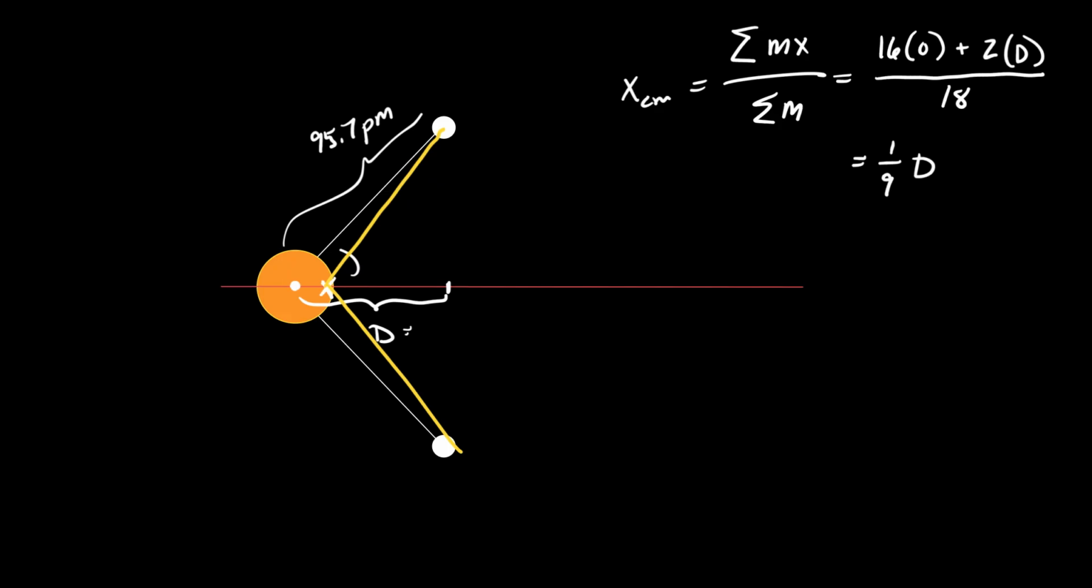The only difference is that there's this little tiny distance here, and the water molecule is also going to be oscillating back and forth along that. But it's such a small distance compared to the other two that it's really not going to contribute very much to a moment of inertia.